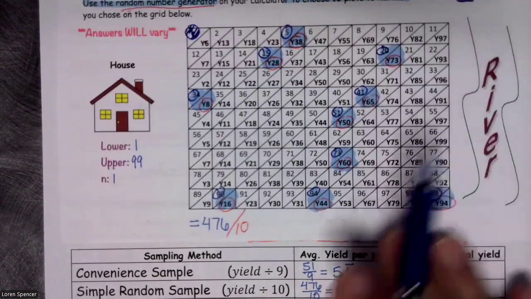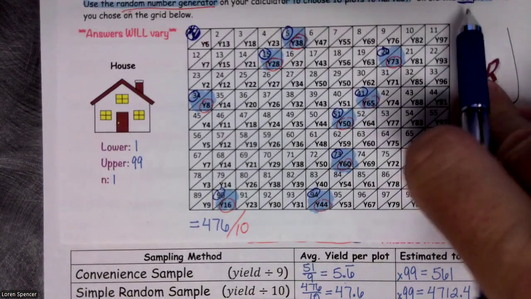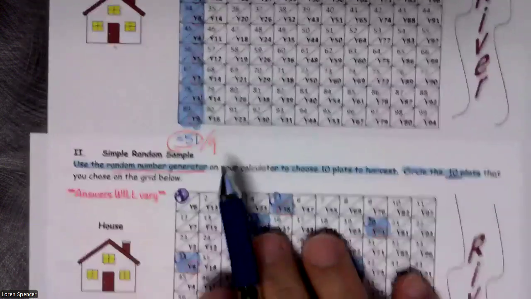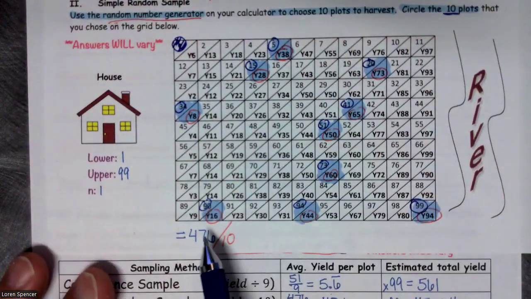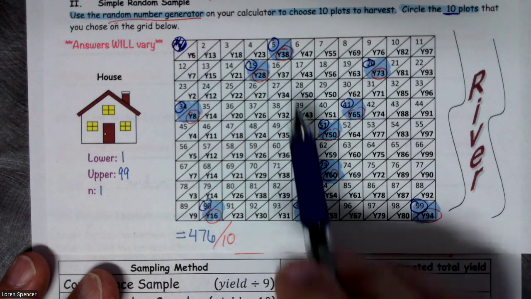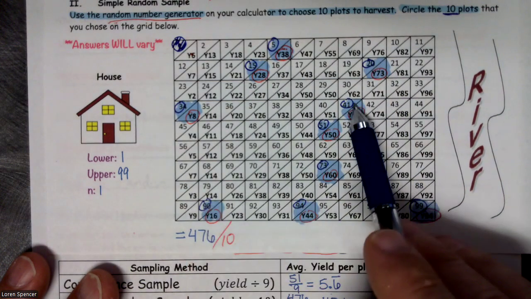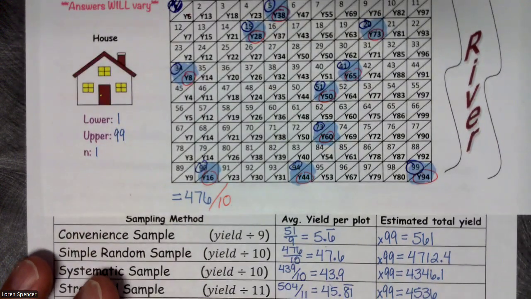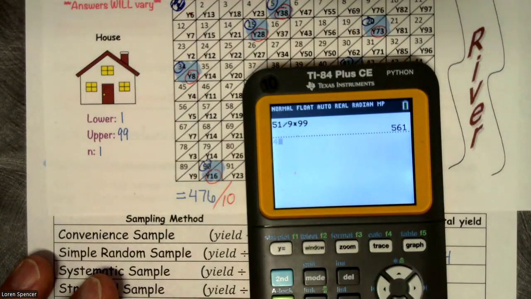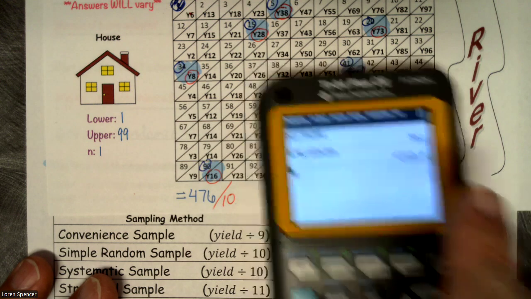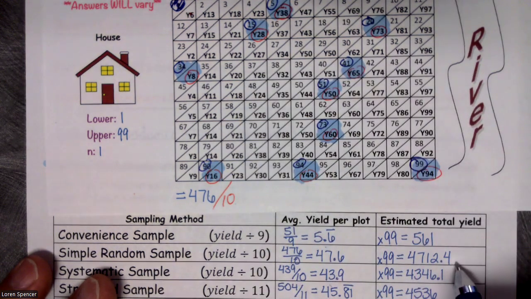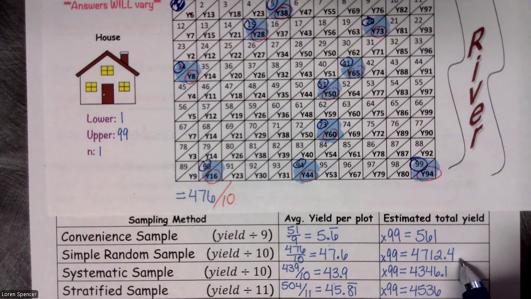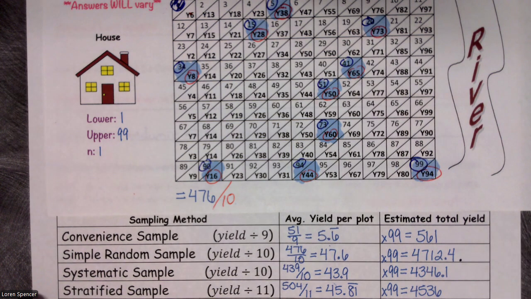Here, let me pull that back down so you can see it. For the simple random sample, we had 476, and we're going to divide it by 10 because we had 1, 2, 3, 4, 5, 6, 7, 8, 9, 10 plots. So 476 divided by 10, once again, times 99, and we get 4,712.4. So that's what we're estimating our yield is using the simple random sample.